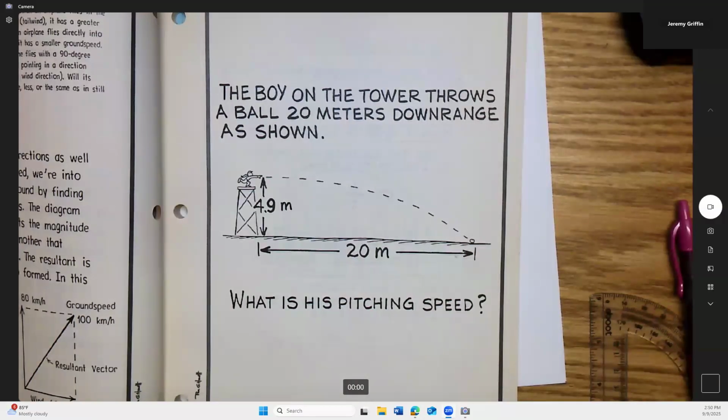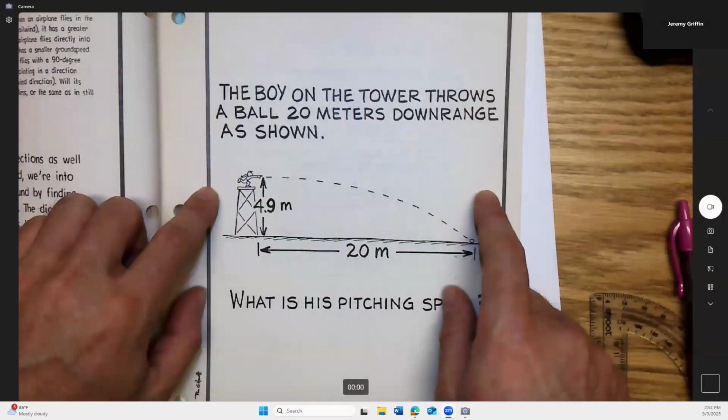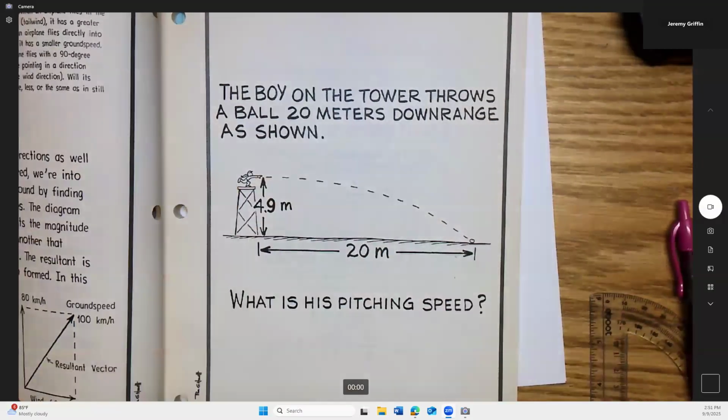How much time does it take to fall 5 meters? It's not half a second. The answer: 20 meters per second. That's it. All right, Bruce got it. 20 meters per second. That's how fast he threw it. Because, guys, to fall 4.9 or 5 meters, here we go.